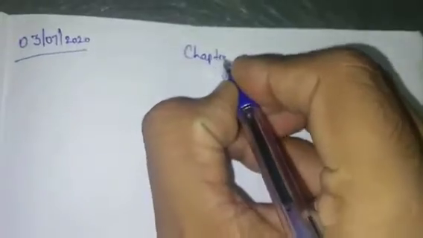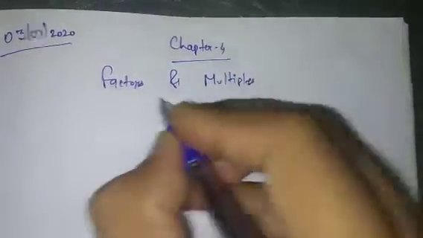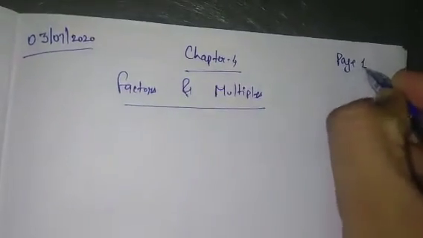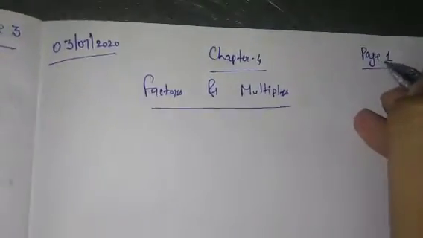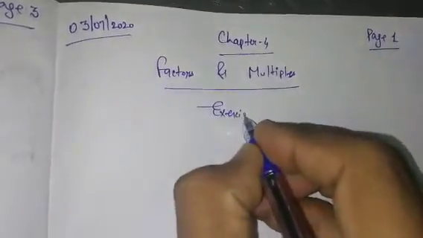So students, today's date is 3rd July 2020, and this is your chapter number 4, factors and multiples, and this is your page number 1 of today's class. Okay students, and your exercise number is 2.